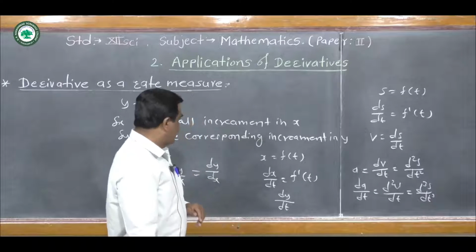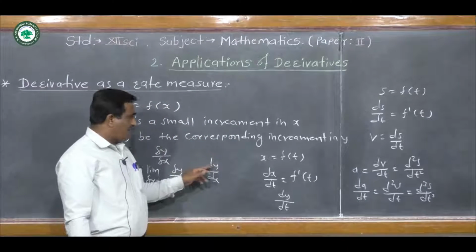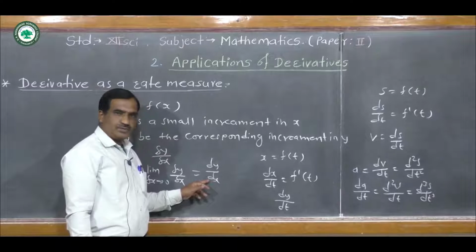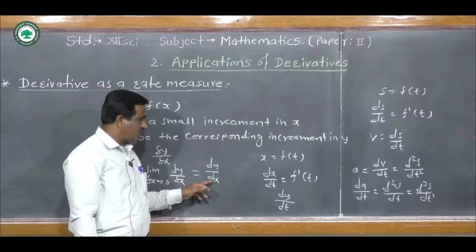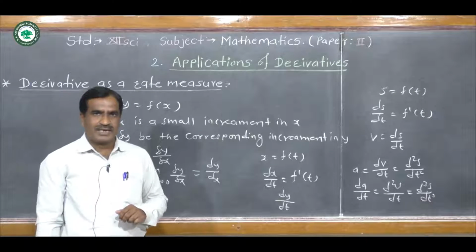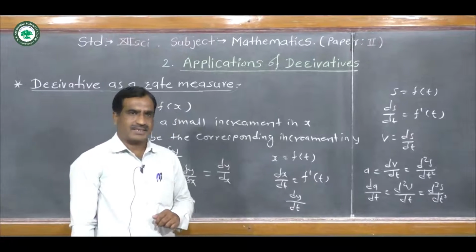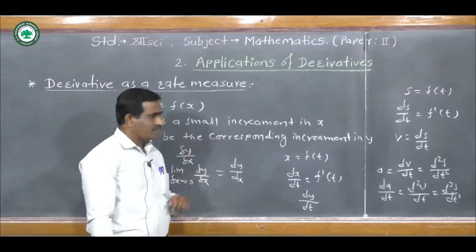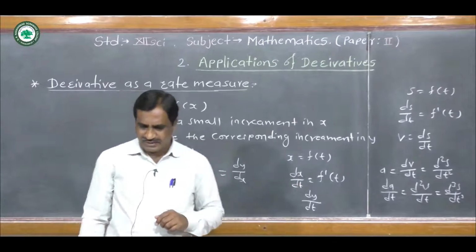It means we can consider dy by dx, which is the derivative of y with respect to x, and this is also called the rate of change of y with respect to x. This is called rate measure. Now we see examples on rate measure.